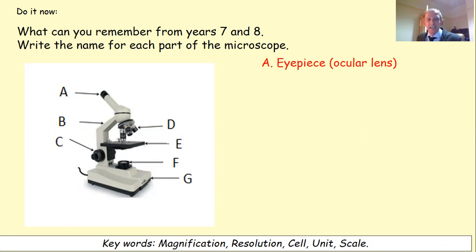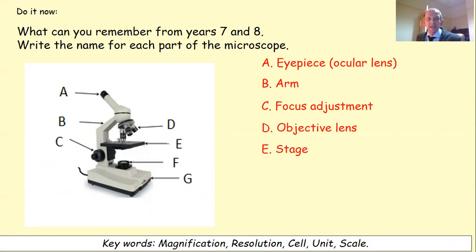Part B is the arm. Can also be referred to as the bridge, but more commonly known as the arm. C is the focus adjustment. D is the objective lens. E is the stage. That's where we mount the sample that we're going to be reviewing. F is the light source, and G is the base. So give yourself a mark out of 7 for those you got correct, guys. And then also, as I say, correct any answers you got incorrect.